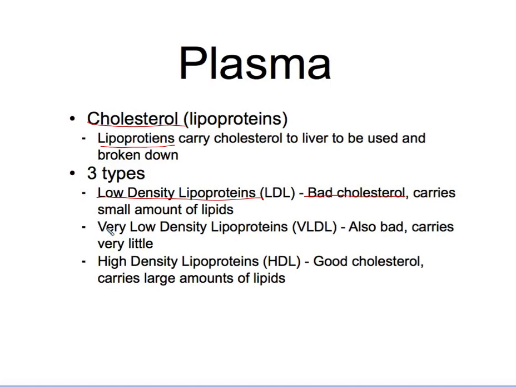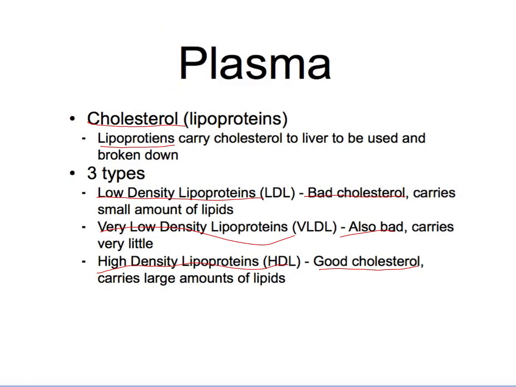We also have very low density lipoproteins, which, if low is bad, very low is also bad. Arguably worse, which carries very little, I would say less lipoproteins than your LDLs do. And the last one you have is high density lipoproteins. This is the good cholesterol. This is the stuff that carries large amounts of lipids, large amounts of fats to be broken down in the liver. This is the stuff you want for cholesterol.